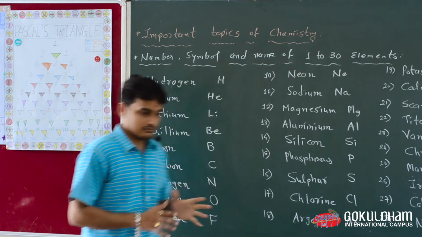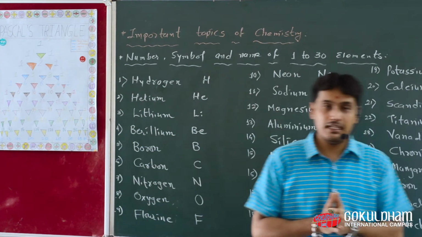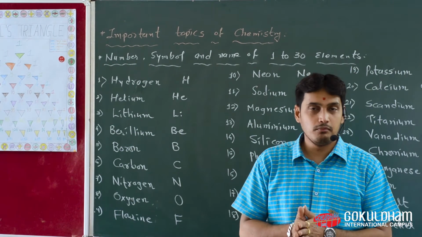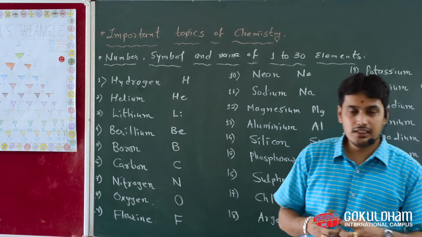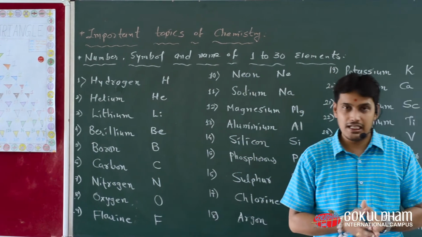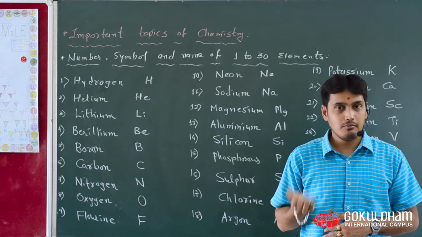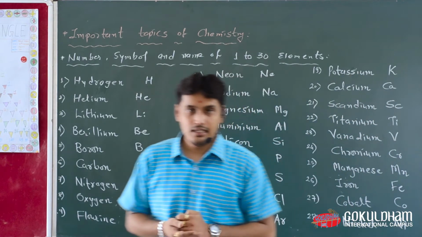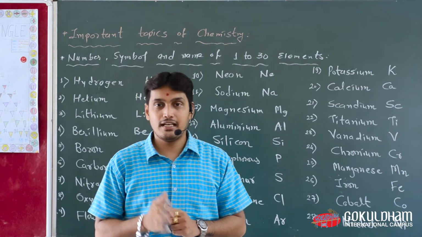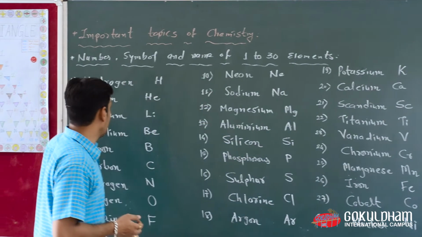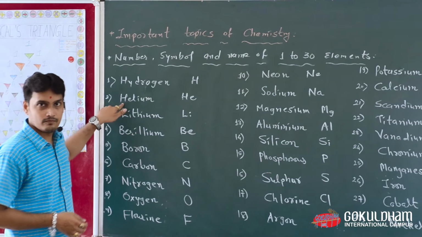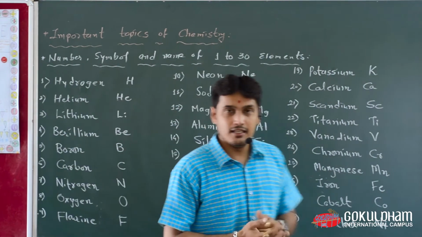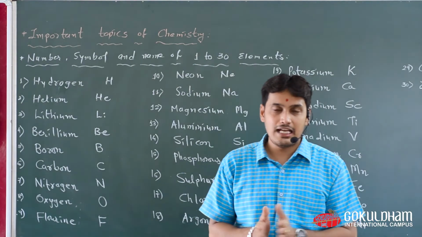Hydrogen is our first element, and it can act as group number 1 as well as group number 17. Hydrogen can form the H plus ion as well as the H minus ion. H plus is the hydrogen ion, and H minus is the hydride ion. The second element is helium. Helium is lighter than the atmosphere. Helium gas is very light in weight.